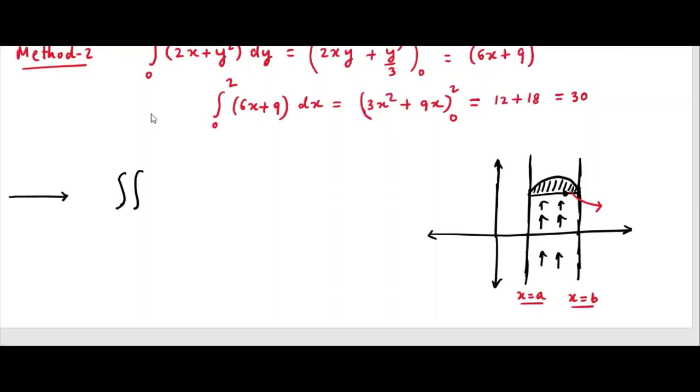Why am I writing only x? Because these are parallel lines, right? This is also parallel to the x-axis, so this will be y is equal to a. And this equation of the graph could be y is any function of x.